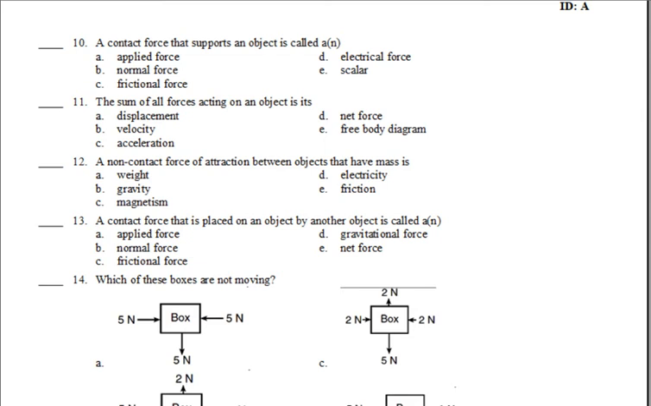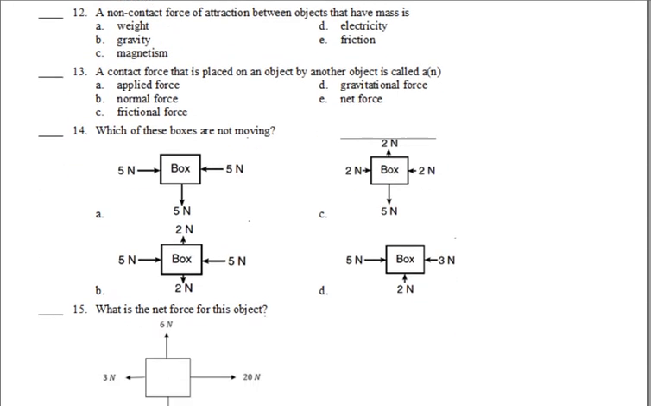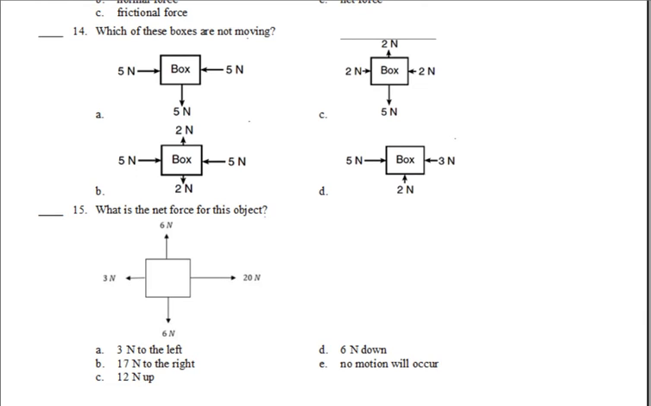Number 13, a contact force that is placed on an object by another object is called A, an applied force, B, a normal force, C, a frictional force, D, a gravitational force, or E, a net force. Number 14, let me scroll down. Looking at each picture very carefully and which letter goes with each picture, which of these boxes are not moving? So look at each box and look at the forces that are acting upon that box and choose the one that is not moving.